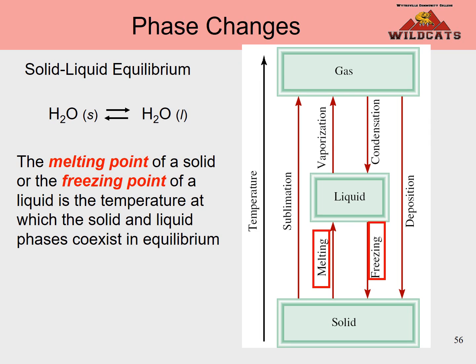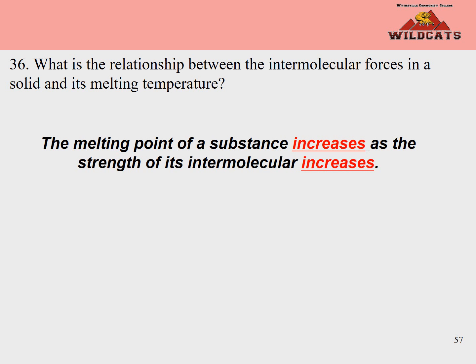So if you notice, we've got melting and freezing, solid to liquid and liquid back to solid. And the relationship between the intermolecular forces in a solid and its melting point, I think we could probably logically figure out: if you increase the intermolecular strengths, then you're going to get an increase in the melting point. So the melting point of a substance increases as the strength of the intermolecular forces increases. And this is true for everything we're talking about. We just have to be careful about that vapor pressure thing. High vapor pressure means it's got weak forces because a lot of the molecules can escape.